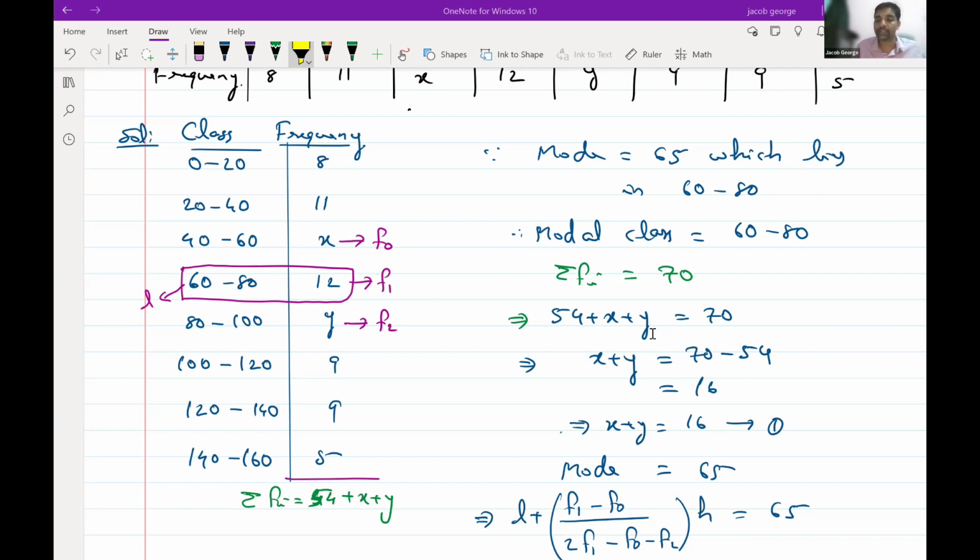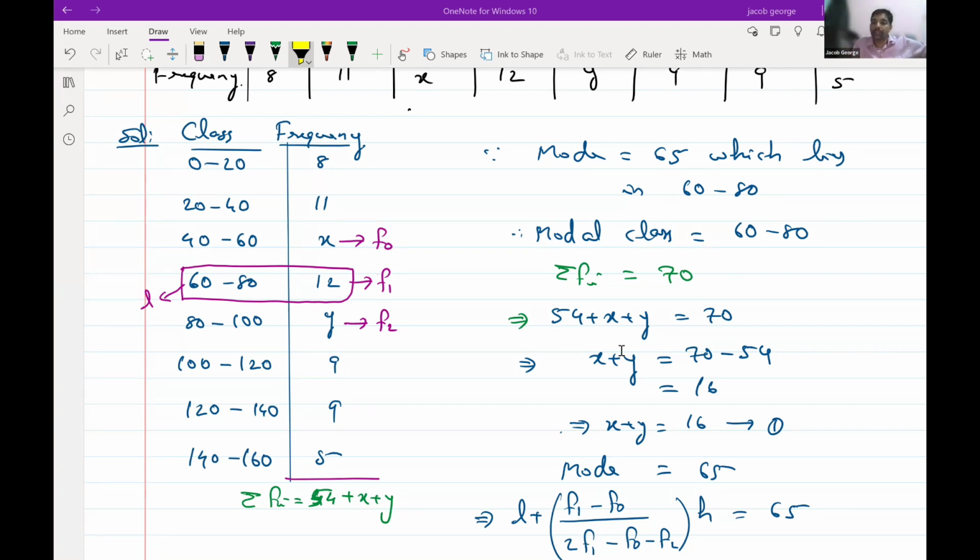Why do we add this sigma Fi in this question? Because the total frequency is given, right? We have to form two equations here. First, sigma Fi is 70. 54 plus X plus Y is 70. X plus Y is 70 minus 54, that is 16. Equation number 1: X plus Y is 16.